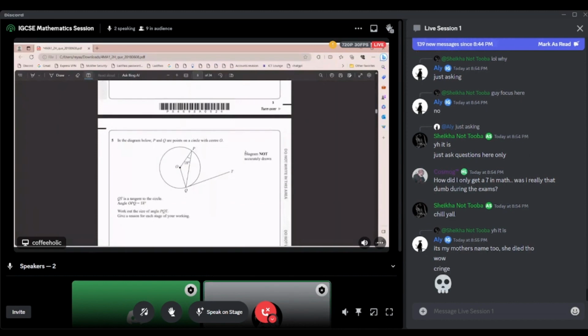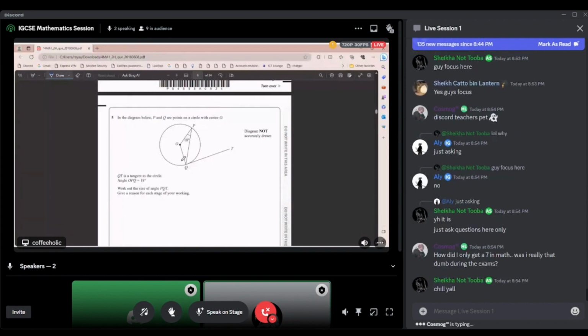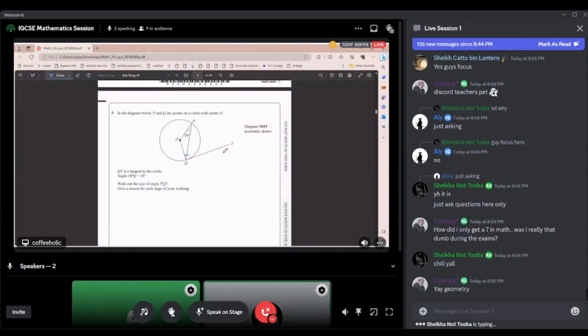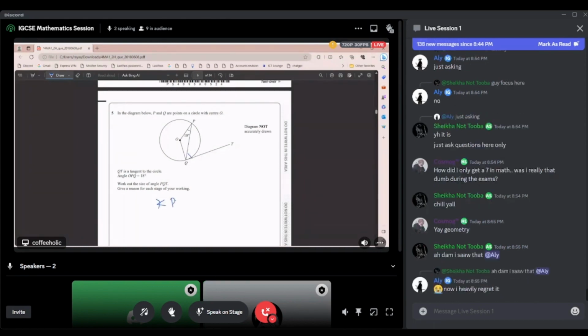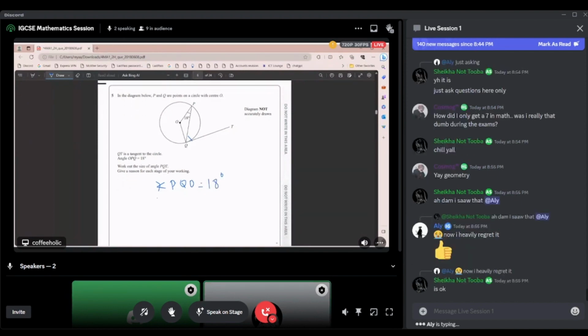Okay, so this question: in the diagram below, P and Q are points on a circle with center O. QT is a tangent to the circle. Angle OPQ is 18 degrees. Work out the size of angle PQT. Give a reason for each stage of the working. So here you can see that the tangent meets the radius at 90 degrees, and since angle OPQ is 18 degrees, the triangle is isosceles, so the angle OQP should also be 18. That means angle PQT is going to be 90 minus 18, which is 72.